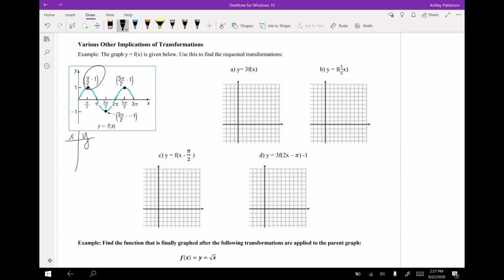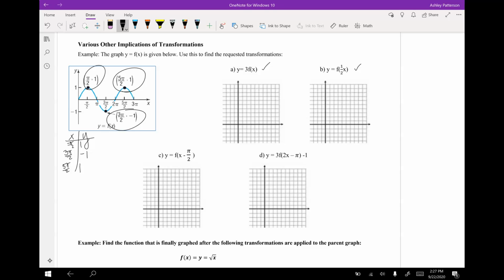The first point is at pi over 2, 1. And then the second point is at 3 pi over 2, -1. And then our third point is at 5 pi over 2, 1. Look at what each of these examples is going to affect. This has an A value. That's going to change our Y's. It's going to stretch them. This is a B value. So we're going to multiply our X's by the reciprocal of B, which is 2. So it's going to affect the X's.